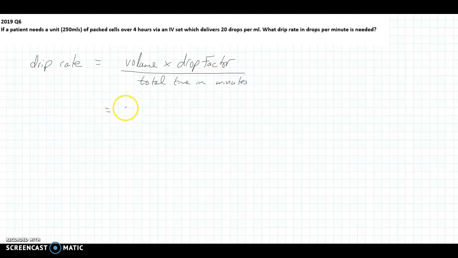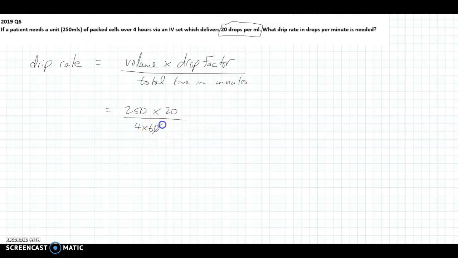The volume required is 250 mils multiplied by the drop factor. That's the drop factor there, 20 drops per mil. 250 multiplied by 20, all over the total time in minutes. Well, we have 4 hours. So 4 hours and 60 minutes in each hour, so 4 by 60. Now we can start doing a bit of cancelling.